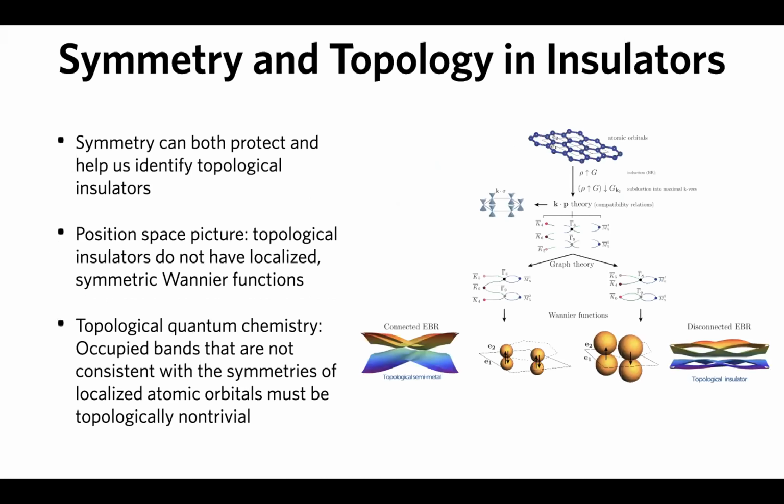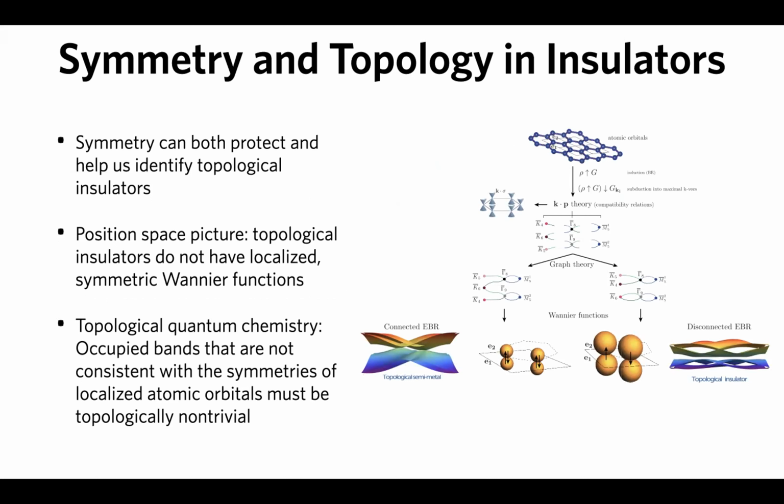Okay, so higher order topological insulators emerge when we have the combination of symmetry and topology in condensed matter systems. Symmetry sort of serves two purposes for us. It can both protect new topological crystalline phases, and it also gives us simple diagnostics for telling whether or not a given material is topologically trivial or topologically interesting.